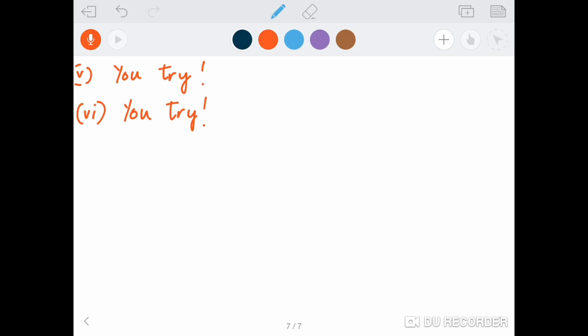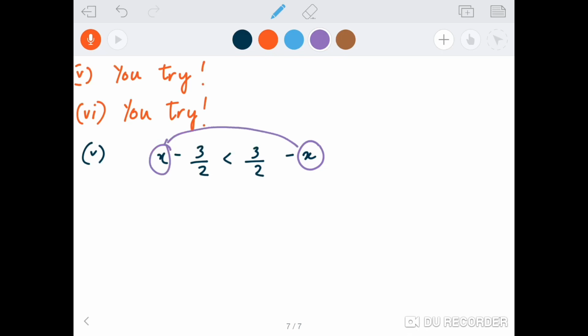Alright, let us try and solve the fifth one first. I'm just going to put that problem up for you. It's x minus 3 by 2 less than 3 by 2 minus x. So I'll move all my like terms together. I'm going to move all the x terms together. So x plus x is going to be less than 3 by 2.